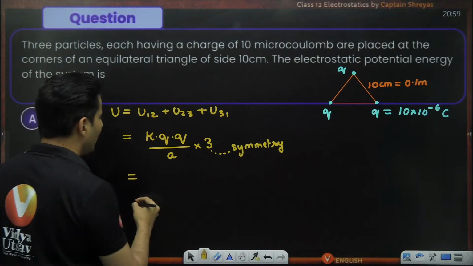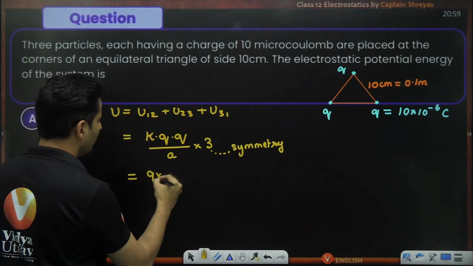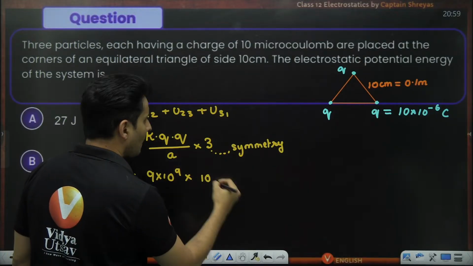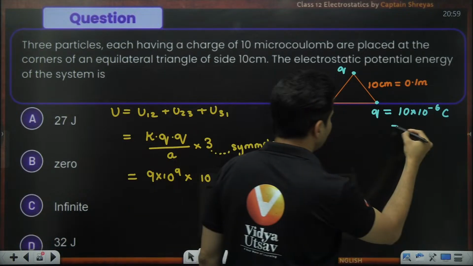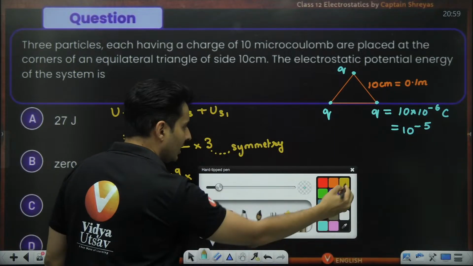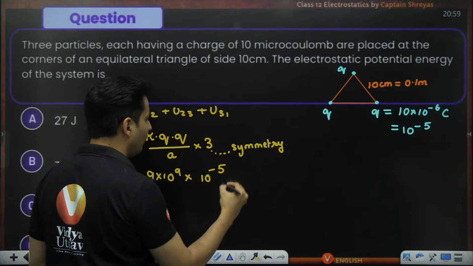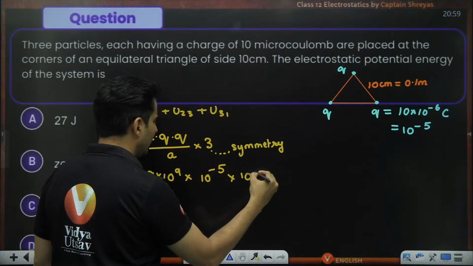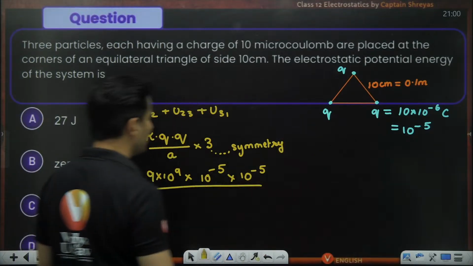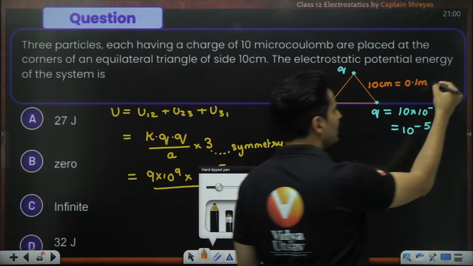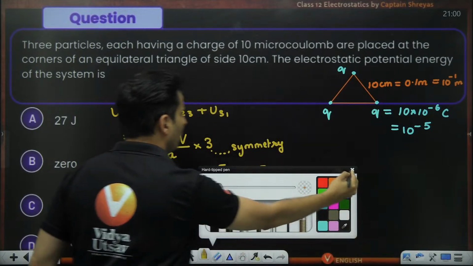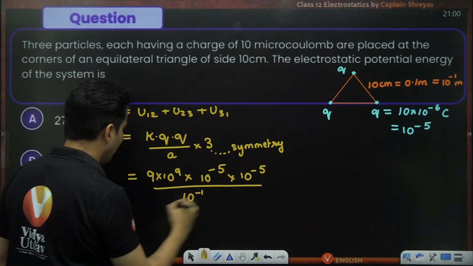Okay. What is the value of K? It is 9 into 10 to the power 9, sir. What is the value of the charge? 10 into 10 to the power minus 6 is basically 10 to the power negative 5, dear. So why not write 10 to the power negative 5? And the other charge is also 10 to the power negative 5, divided by the side length, which is 0.1 meter, which is as good as saying 10 to the power minus 1 meter. So put over here 10 to the power minus 1.